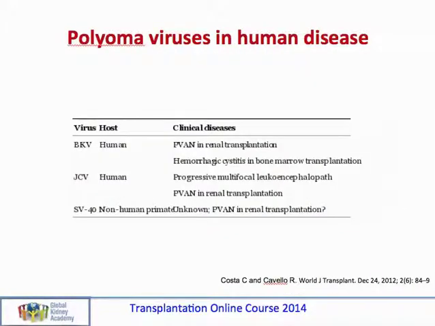So the polyoma viruses in human disease: you've got BK virus that can cause PVAN in kidney transplantation. In bone marrow transplantation, you tend to see hemorrhagic cystitis. And JC virus, much less common, but can cause progressive multifocal leukoencephalopathy, and in renal transplantation may also cause a PVAN type picture. And SV40, the hosts are non-human primates really, and so the significance of SV40 viruses in kidney transplantation is not so clear.